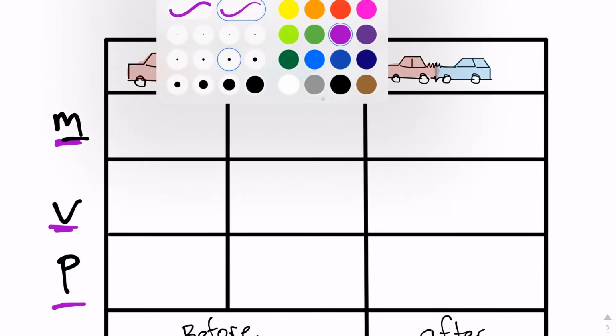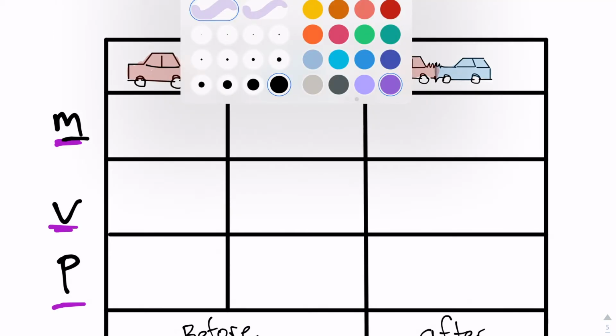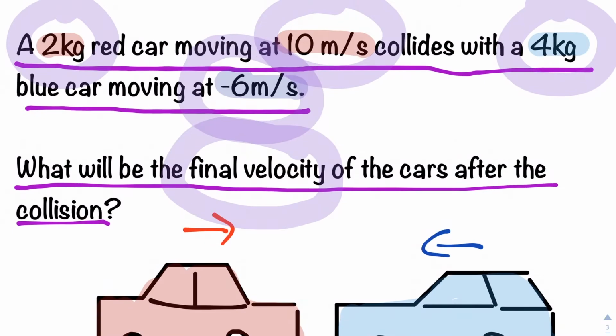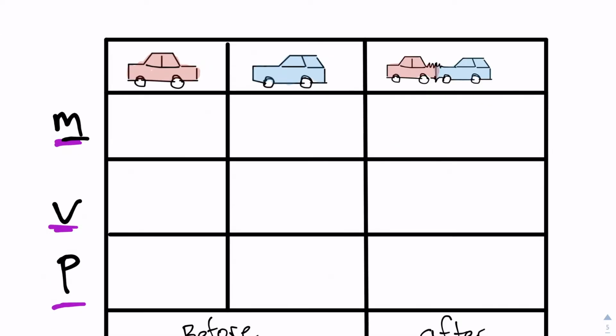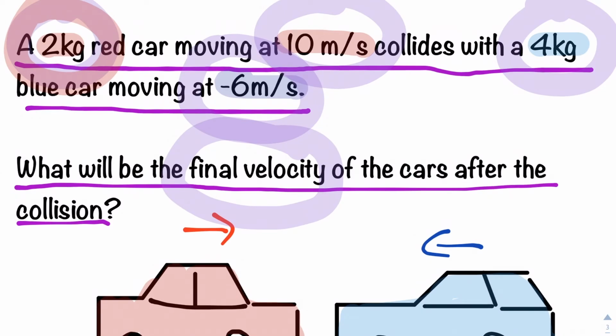Step one. Step one is fill in what you know. First things first, let's fill in this box right here. Do we know the mass of this red car? Yep, totally do. It's 2 kilograms. Let's fill it in. 2. Do we know the velocity of this red car? Totes and goats, we do. It's 10 meters per second.